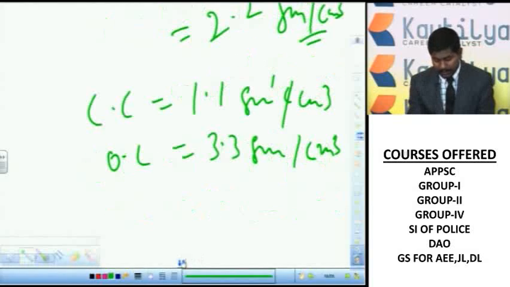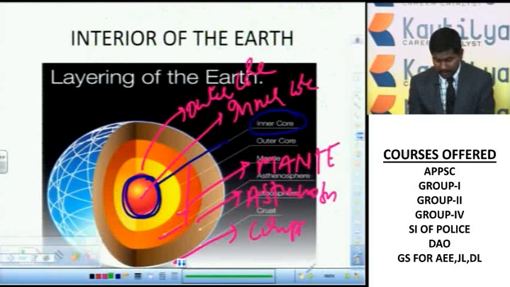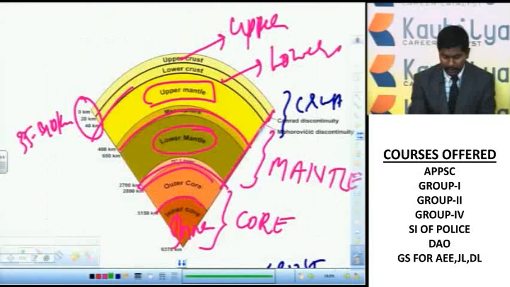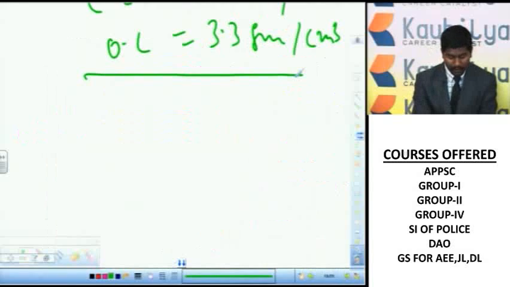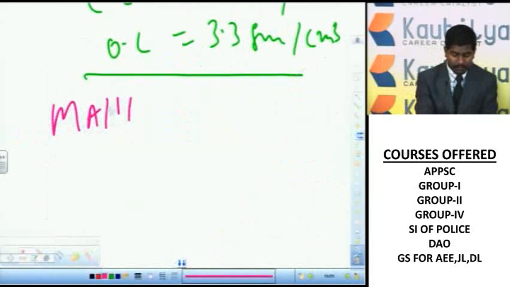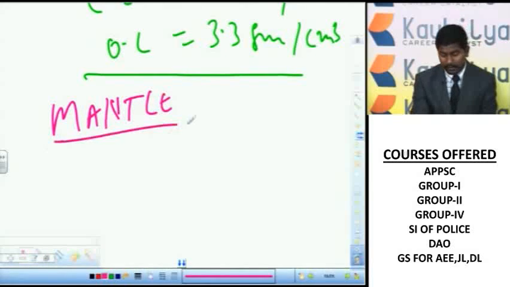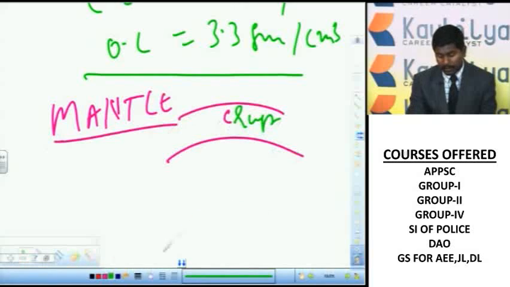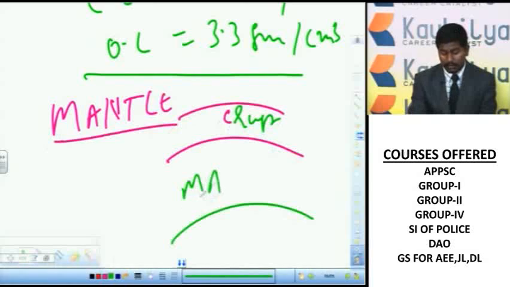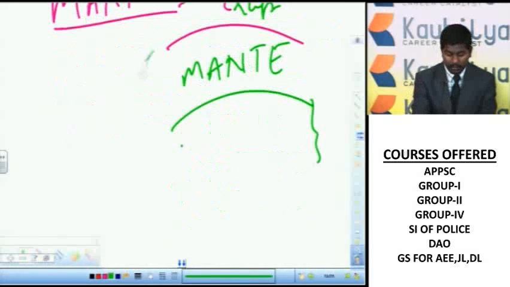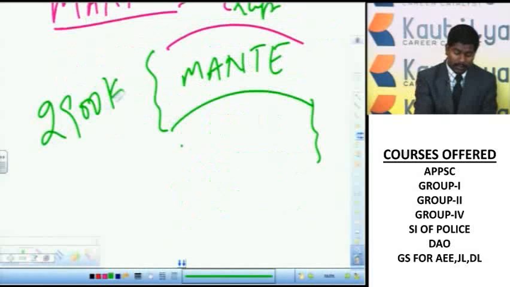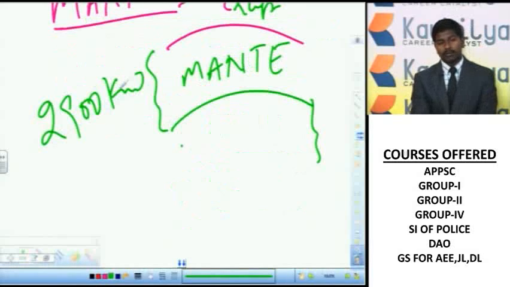Then coming to the next part of the internal structure of the earth, that is the mantle. After the crust, this is the mantle portion inside the earth, and its thickness is around 2,900 kilometers.